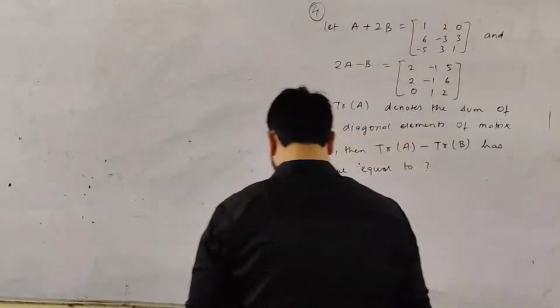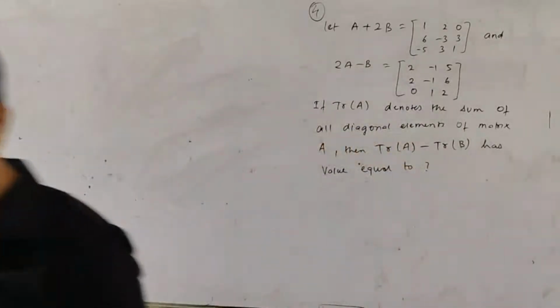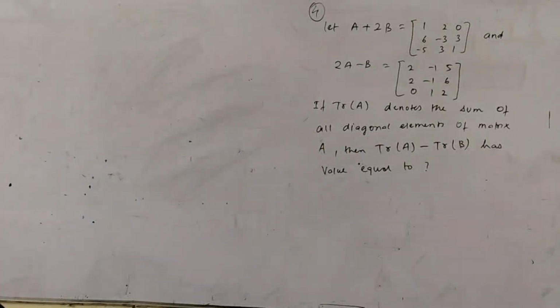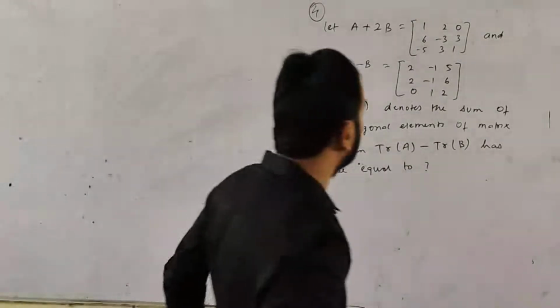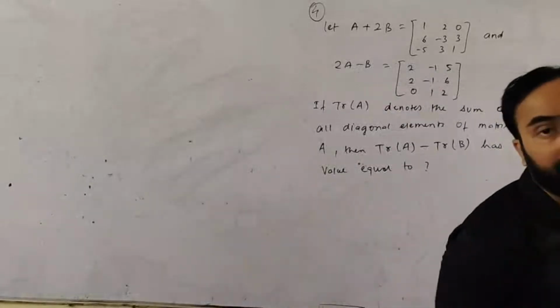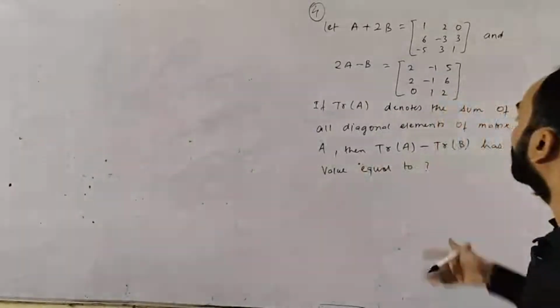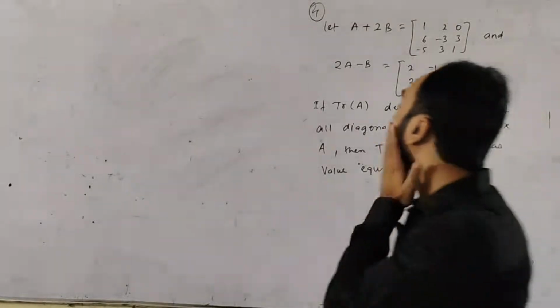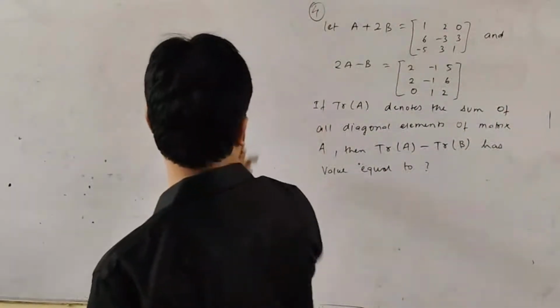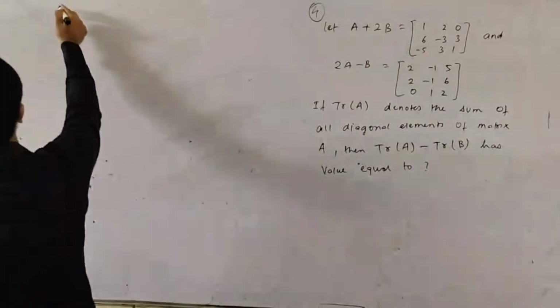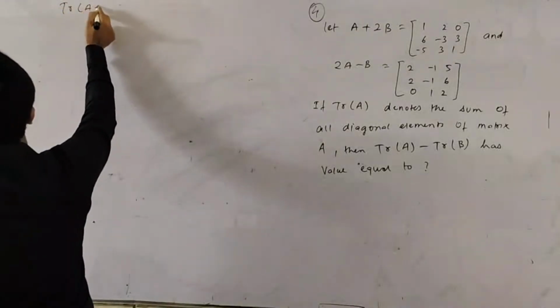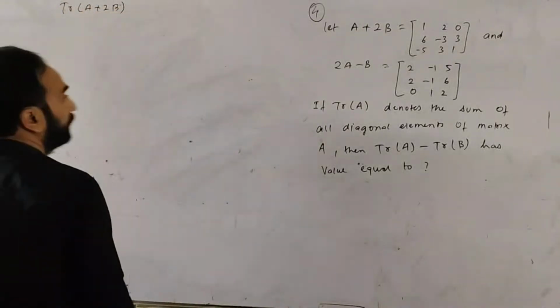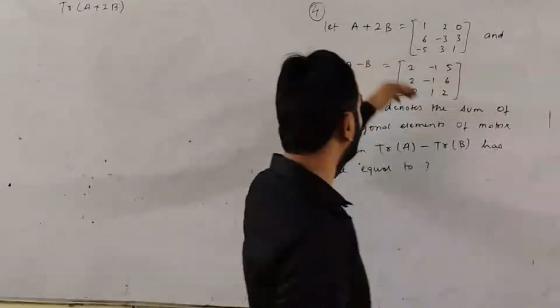right? Just see how we can do. So basically we have to find the trace of A minus trace of B. So first we will find the trace of A and trace of B, right? Once we get the trace of A and B, the rest is subtraction only, right? So let's see how we can get the A plus 2B. So can we write, and we will utilize some of the properties of trace, right?